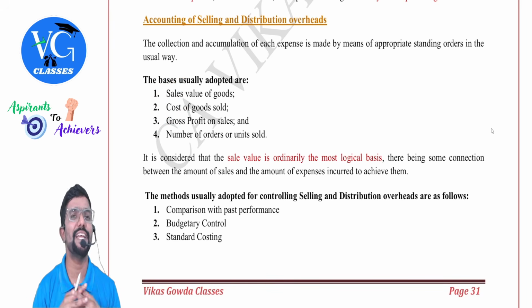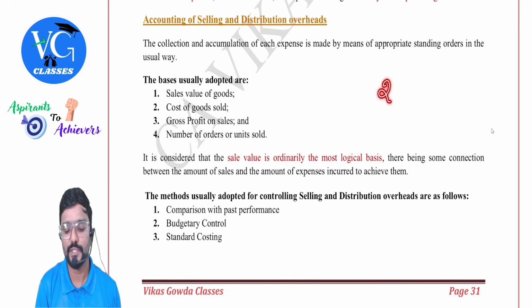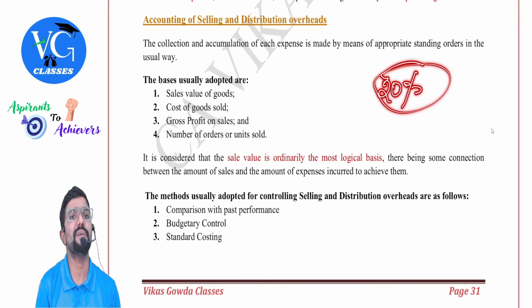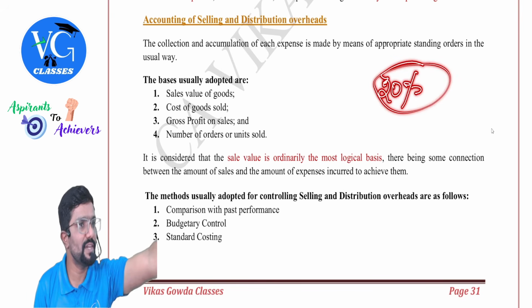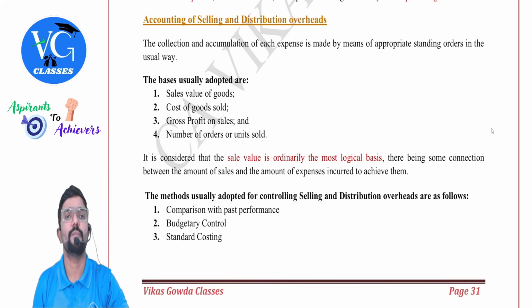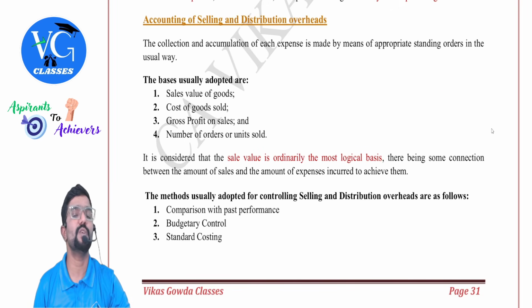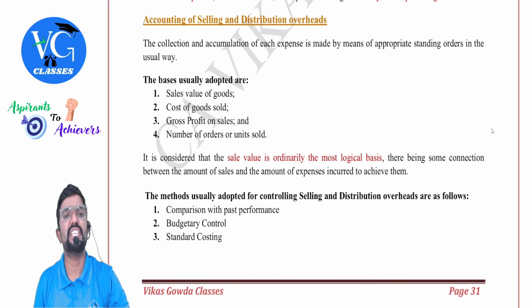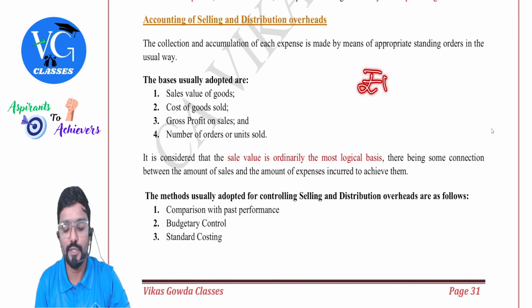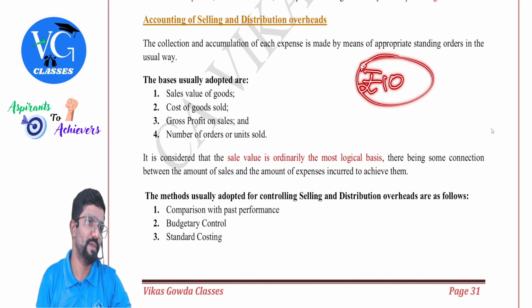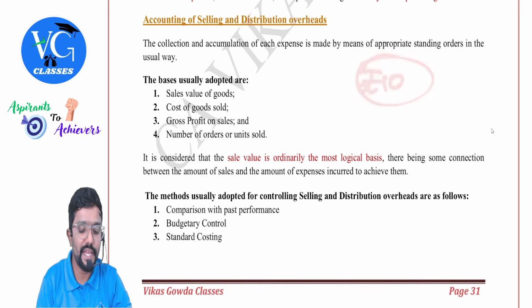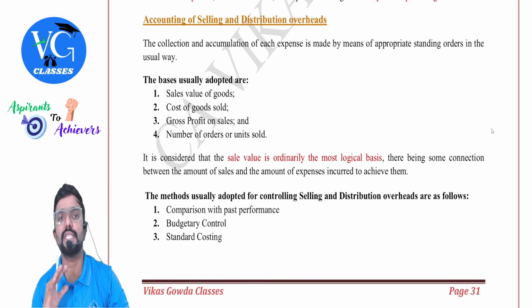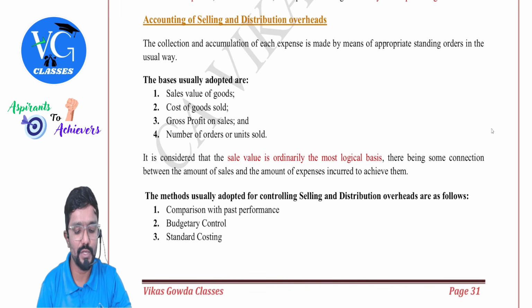Higher the sales, normally higher would be the selling and distribution overhead. Assume, guys, the company fixes 20% of my sales as my selling and distribution overhead. So whatever is your sales, 20% of that maximum can be your selling and distribution overhead. Or else, assume they have fixed that for each unit sold, the selling and distribution overhead should be 10 rupees. Clear? So using any of these bases, you can charge selling and distribution overhead, but the most suitable one is the sale value of the goods.